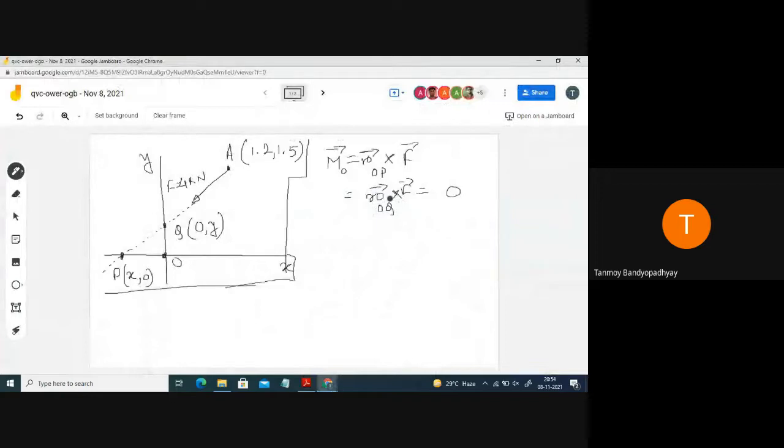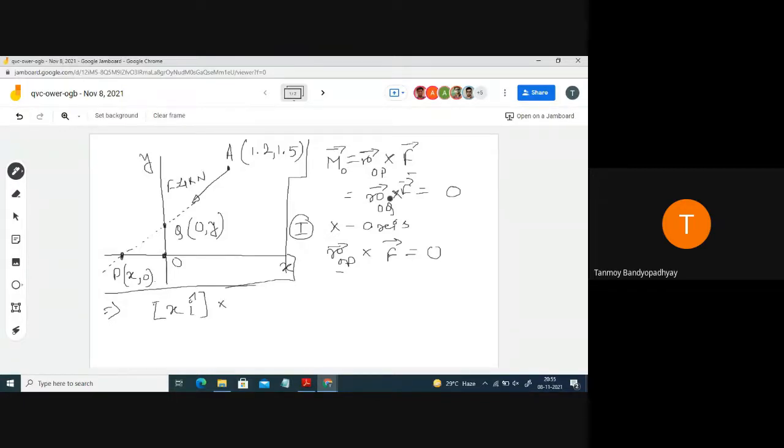Okay, so let's do the first part. So for the first part, let's work with this one. So initially let's find out where it cuts on the x-axis. So on the x-axis we have r_OP cross vector F equal to 0. So what is r? r is the coordinates of the point P. It is x comma 0. So with respect to O, the moment at the point O will come out to be something like x i cap cross vector F.